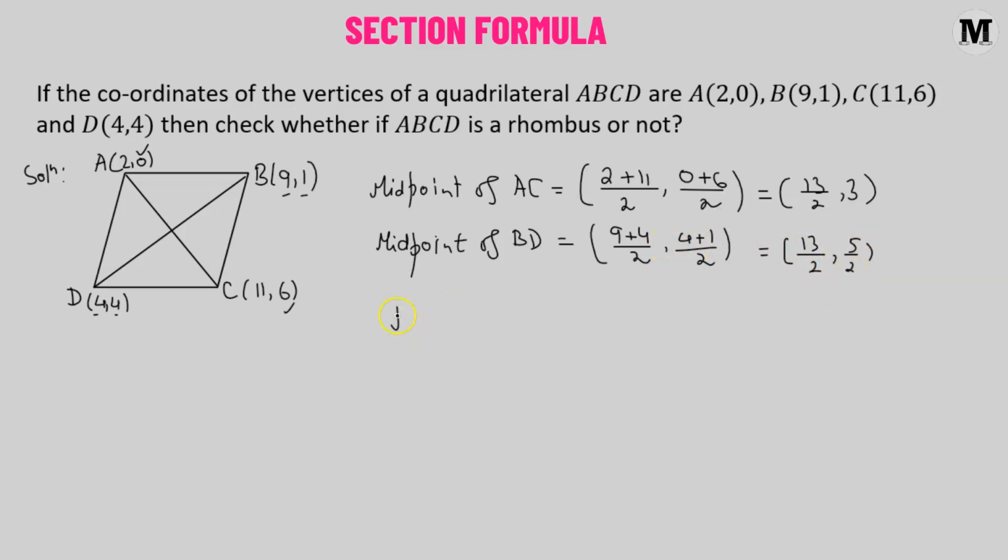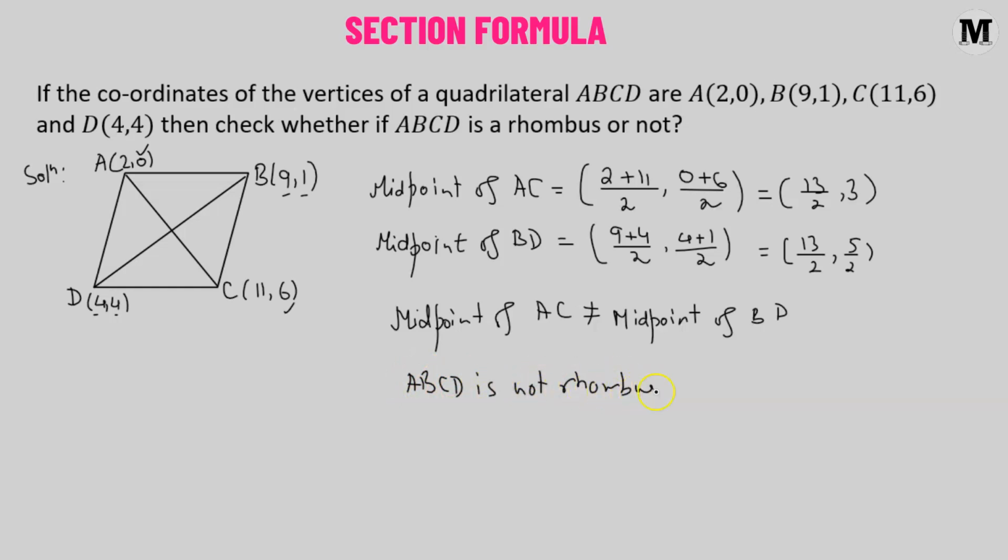Now clearly we observe here that the midpoint of AC is not equal to the midpoint of the diagonal BD. So since the midpoints are not equal, we can say that ABCD is not a parallelogram. And since it's not a parallelogram, that would mean that ABCD is not a rhombus. Hence, we have successfully shown that the given quadrilateral with coordinates A, B, C, and D is not going to be a rhombus.